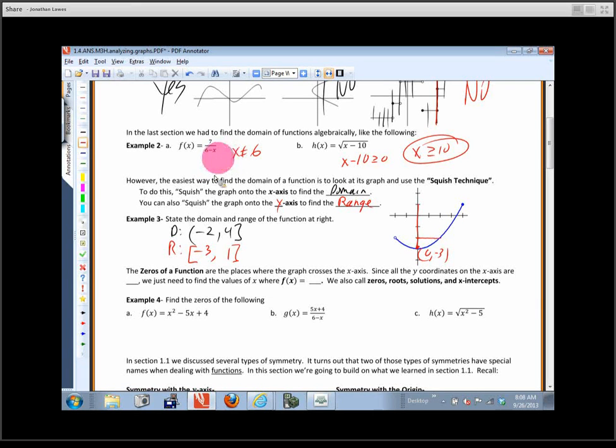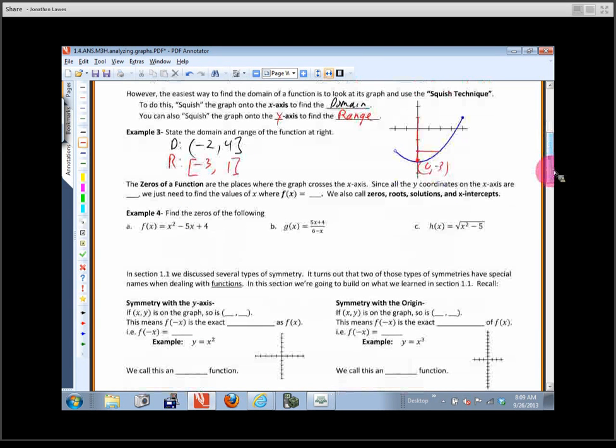So the number we can't plug in here is a 6. If we're doing a radical, we've got to make sure that we're taking the square root of a positive, or at the very least 0. So we set that expression, that radicand, greater than or equal to 0, and then we solve that, and that would be the domain. And then we said the easiest way to find the domain, and the range for that matter, is if you've got a graph.